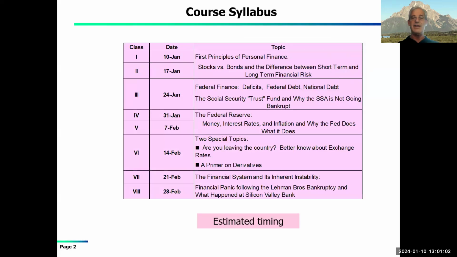The key words on this page are estimated timing. How far we go on all these things is really dependent on questions and follow-ups and where the students want to go, but it's organized as follows. It's about 2 lectures on the fundamental issues of personal finance, how to think about stocks and bonds, and the difference between short-term and long-term financial risk.